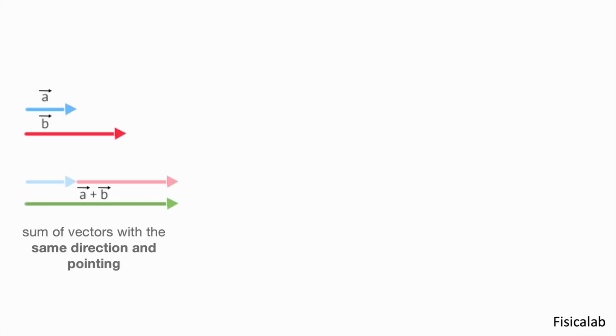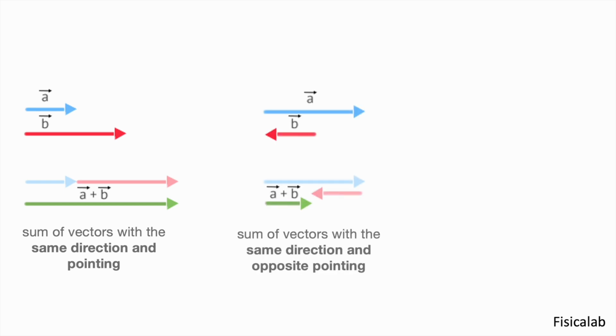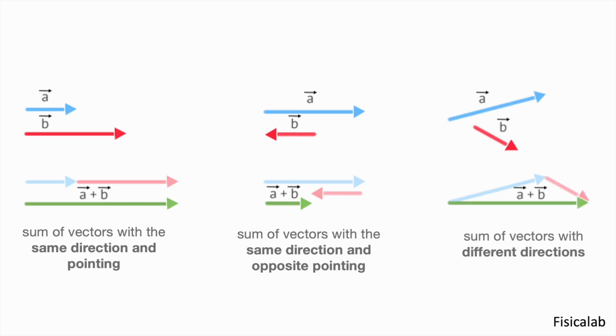If the two vectors are parallel and pointing the same way, the sum will also have the same direction and pointing, while if they have opposite pointing, the pointing of the sum will be that of the vector with the largest magnitude. When the vectors have different directions, the direction of the vector resulting from the sum is different from either of them.